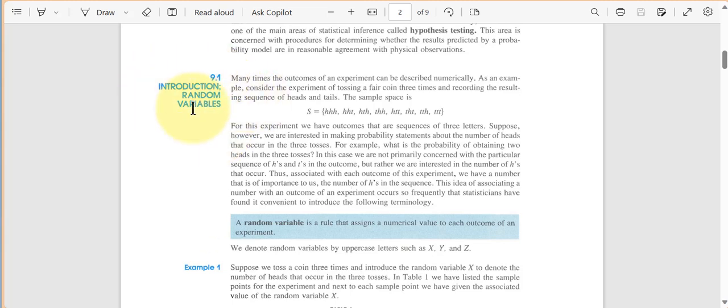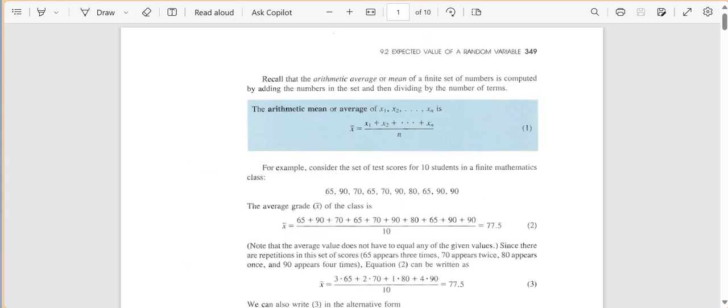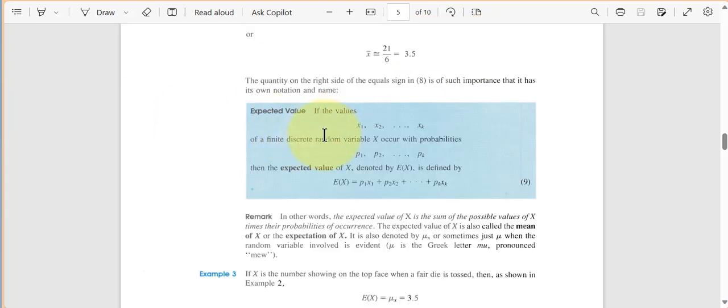Okay, so I recommend that you go back through this and make sure you understood section 1 of chapter 9 and also section 2 of chapter 9. And this is what we wrote on the board, that the expected value is just for a random variable that has these values with these probabilities.